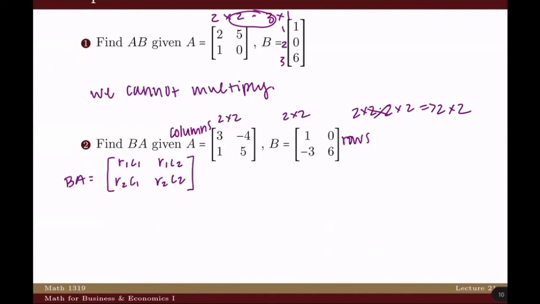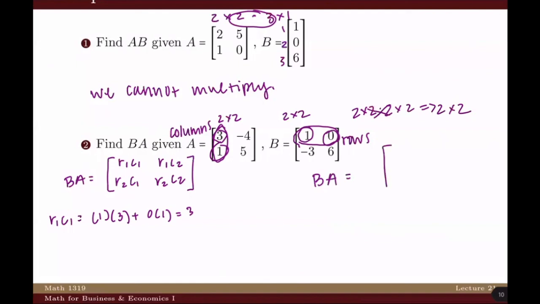So first we'll do row 1, column 1. Row 1, column 1 is going to be, here's our rows now, because we're taking B times A, and columns. So that means I'm going to have my 1 times my 3 plus 0 times 1, which is just 3, right? Because 3 plus 0. So that means, here, I'll write over here. So BA is going to be, so we have 3 as our first entry.